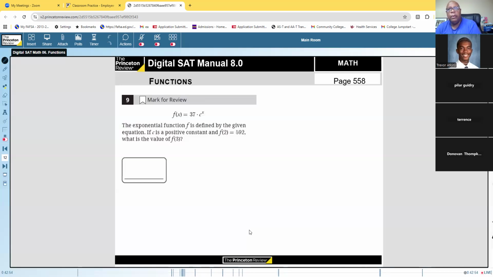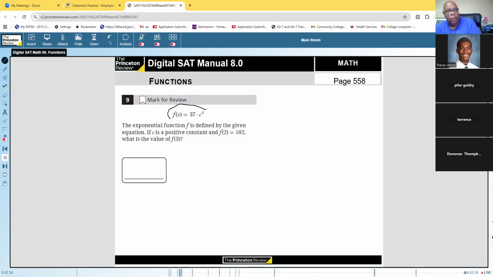So clearly, if you just put in, f of 3 is 37 times c to the third power, and you've got to solve for that. It's not easy, particularly since you don't know what f of 3 is. So the only solution when you get a problem like this is to solve for c with what you do know. Did anybody get an answer for this before we go for f of 3? All right. So let's go through it step by step.